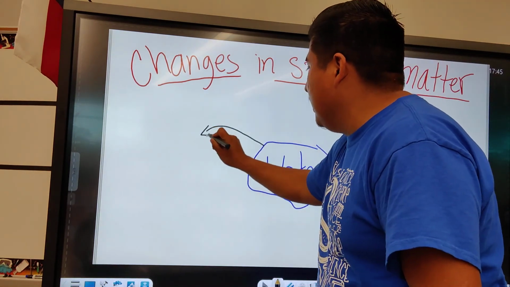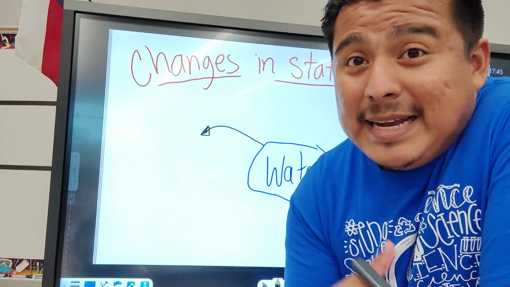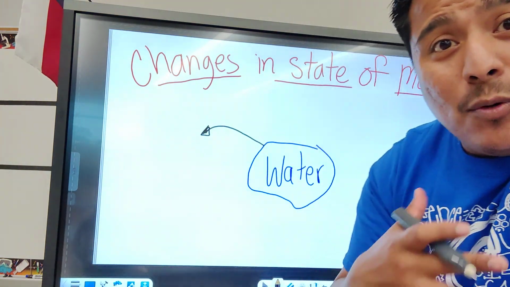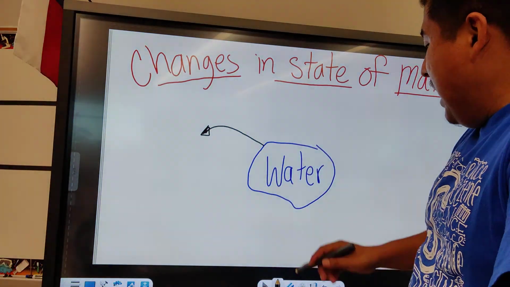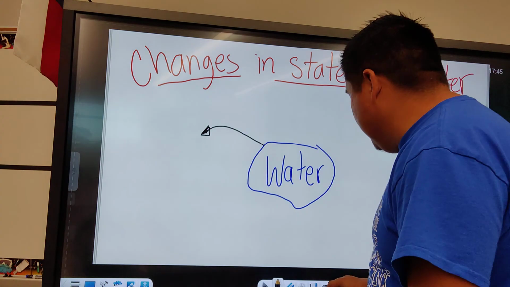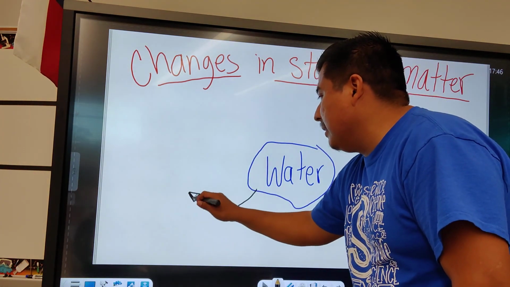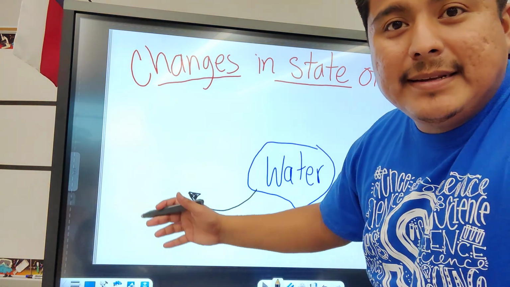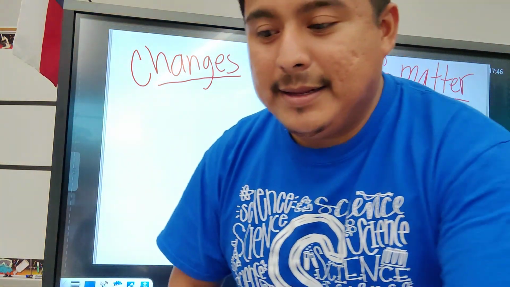Now, in order for me to get water to a solid, what do you guys think I need to do? Do I need to add heat or take away heat? I believe I need to take away heat. So if I'm going to take away heat, I'm going to put it down here. I'm going to take away some heat to turn it into a solid. Let's go ahead and do that.